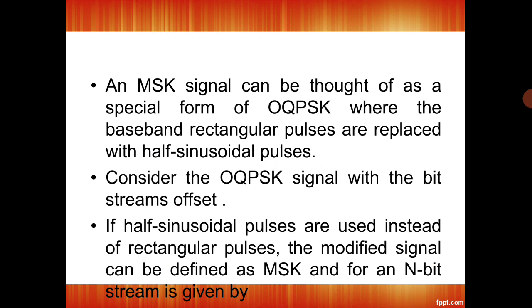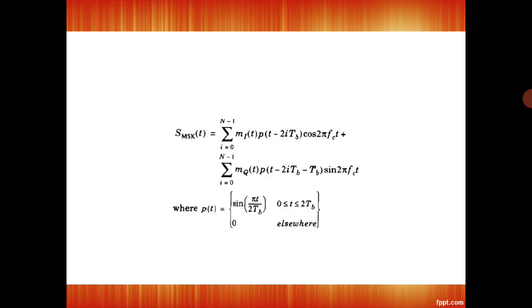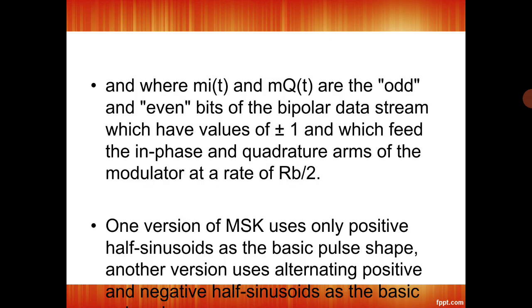An MSK signal can be thought of as a special form of OQPSK, offset quadrature phase shift keying, where baseband rectangular pulses are replaced by half sinusoidal pulses. So in OQPSK the signal will be staggered, offset. For OQPSK, the power spectral density and power are calculated, when mI of t and mQ of t are the odd and even components, the data stream of plus or minus 1, with the rate given by RB by 2, where RB is the bit rate.